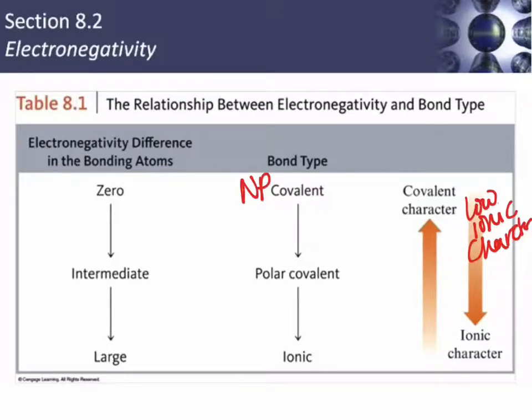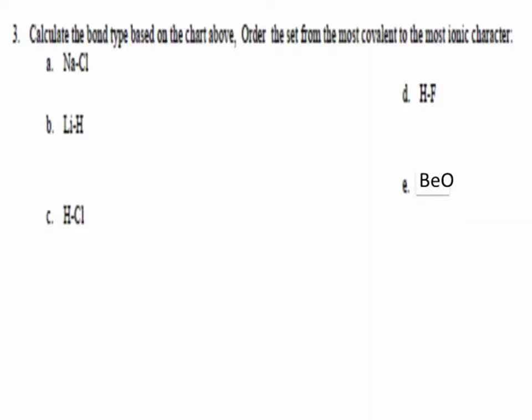All right, two more slides and we're done. Next: calculate the bond type based on the character above or the chart above. Order the set from the most covalent to the most ionic. So the first thing I want to do is go through and say, is it ionic or covalent?